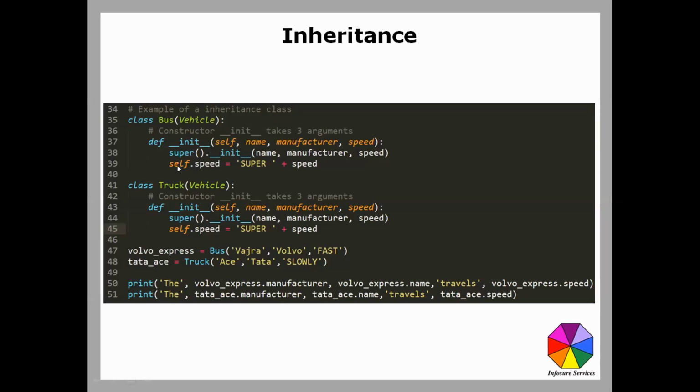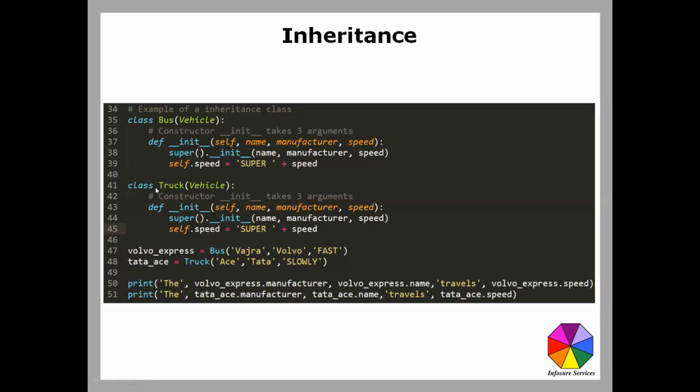However, you can assign your own value to the constructor. Here I'm saying self dot speed is equal to some string plus speed. So super and speed. Okay, so you can set a new value in the child class for your property.